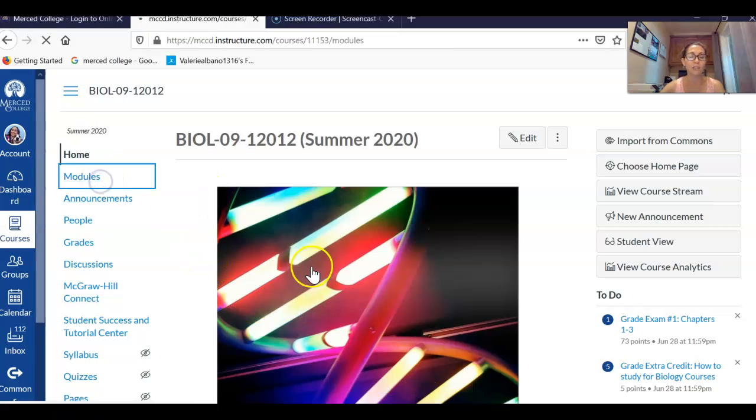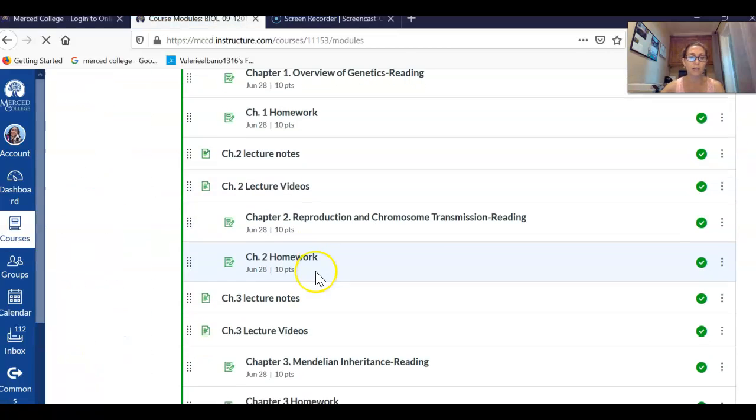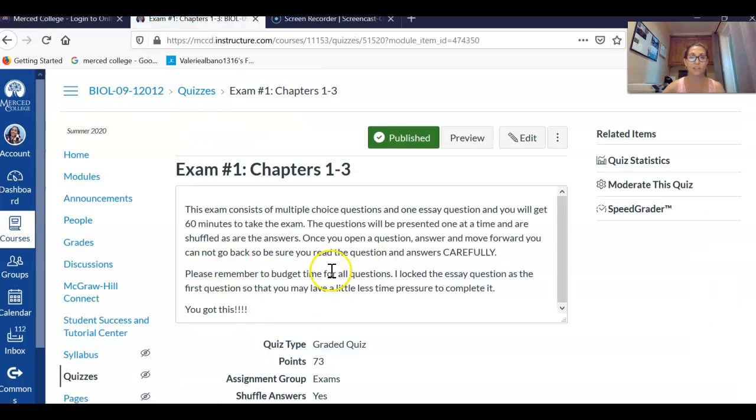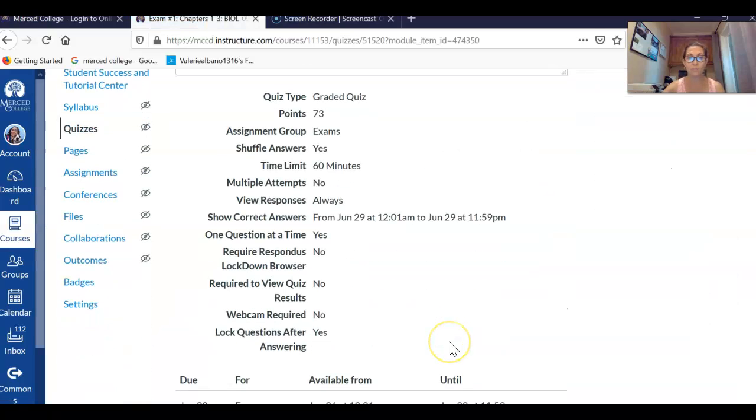So, of course, let's go to modules here. 3 chapters. You guys are already like 3 chapters into this book. Can you believe that? You can see that the exam one link is open. All you have to do is click on that and it'll take you to the exam. Here are the instructions. I am not going to start it because that would mess things up.